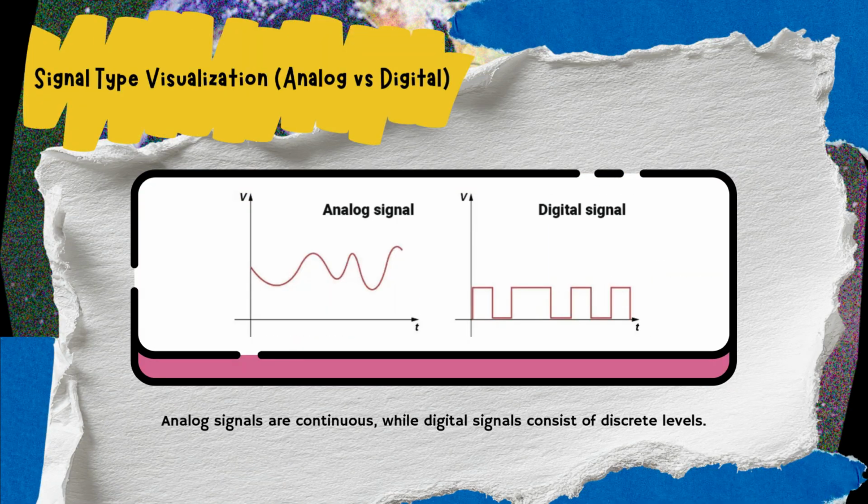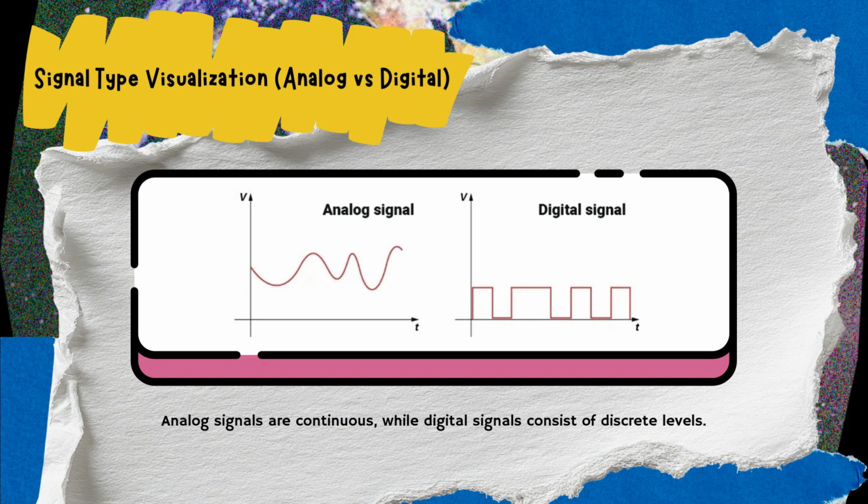Next, this diagram compares analog signal and digital signal based on their waveform characteristic. An analog signal varies continuously with time and can take any value within a given range. This type of signal is commonly used to represent natural phenomena such as human voice, temperature, and light intensity.